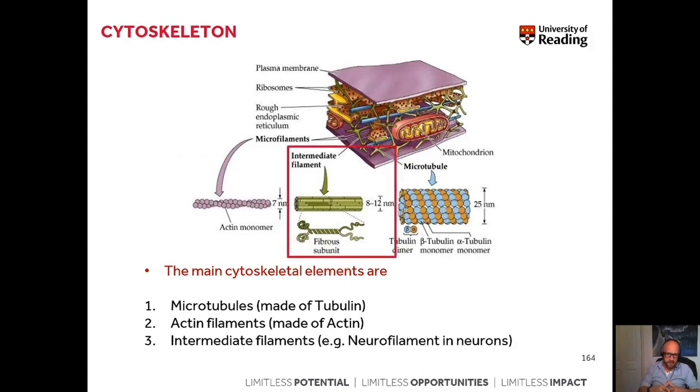They are in the region of 7 nanometers. Last but not least, we do have in our cells the so-called intermediate filaments. For example, neurofilament, which is specific for nerve cells. As the name already suggests, intermediate filaments are in between regarding their size. They are certainly smaller than microtubules, but they are larger than actin cytoskeleton, and they vary in size between 8 and 12 nanometers.